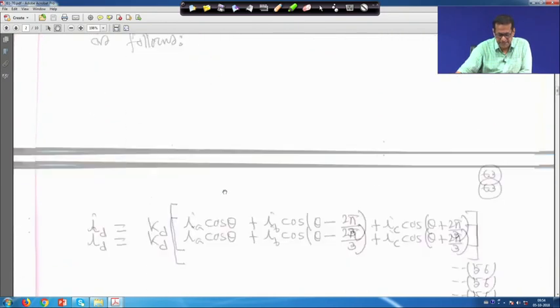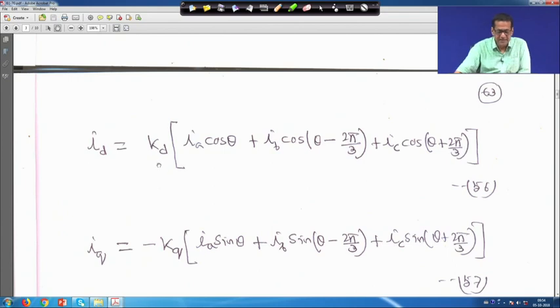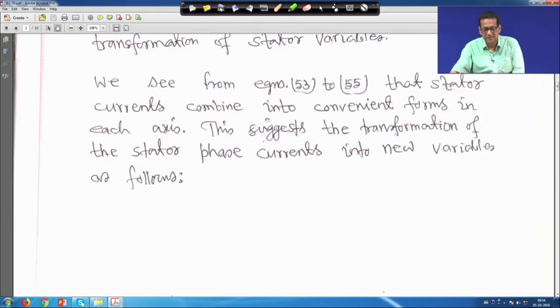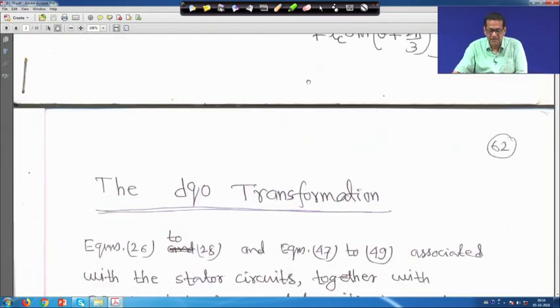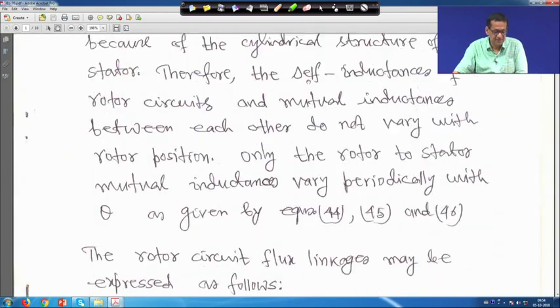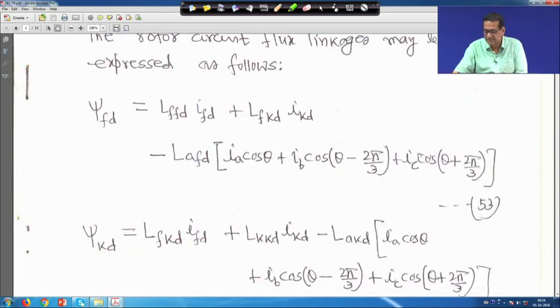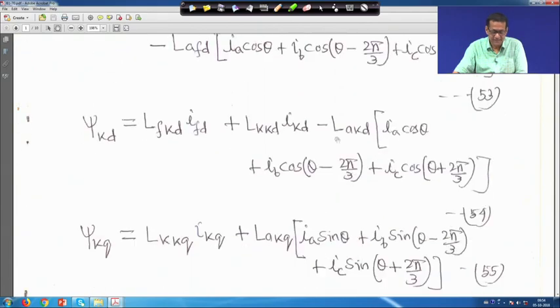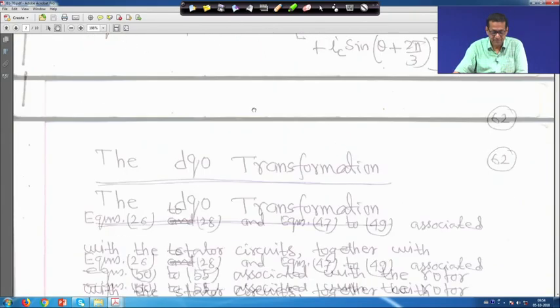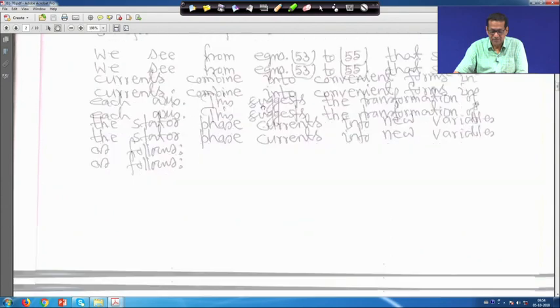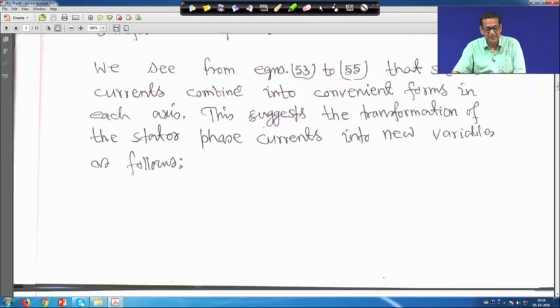Now, suppose we assume that id is equal to... Because here, from equations 53, 54 and 55, these three equations, this is 53, this is 54 and this is 55. In this case, we see from equations 53 to 55 that the stator currents combine into convenient forms in each axis. This suggests the transformation of the stator phase currents into new variables as follows.